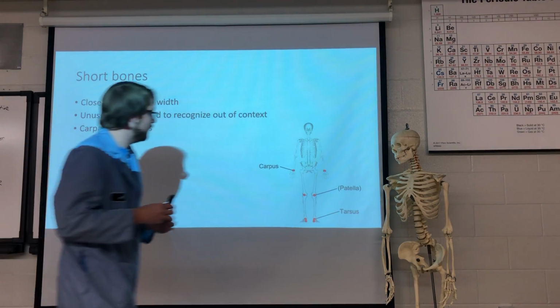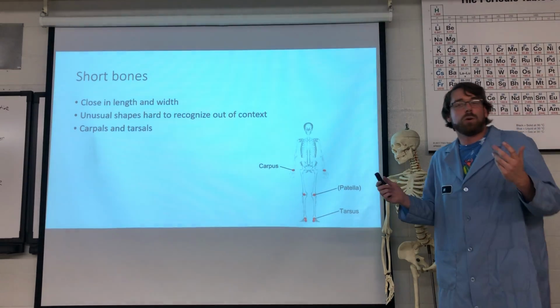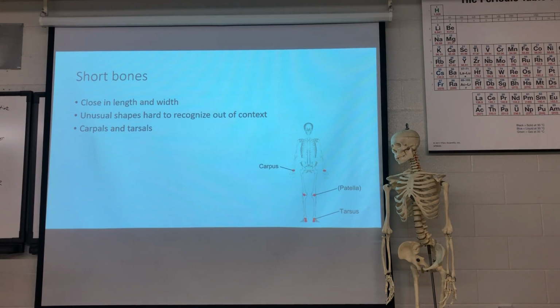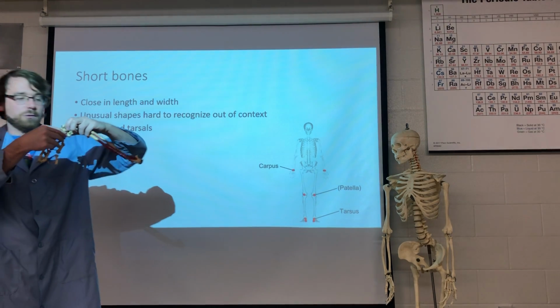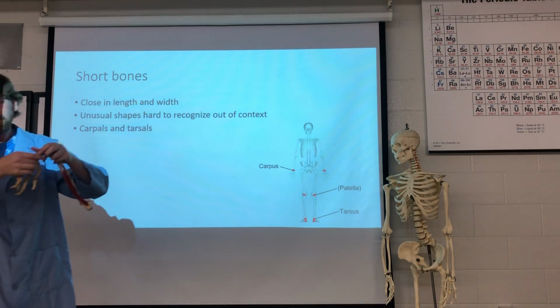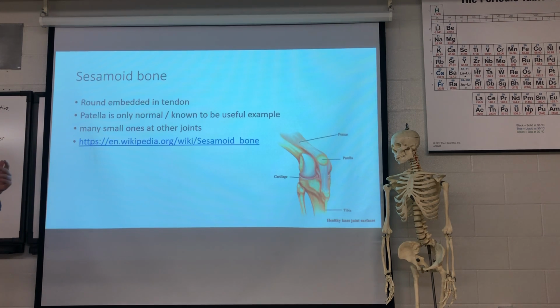Next, we are going to get to short bones. So your short bones, they're short. Their length and their width are quite similar. So I have here a hand and wrist. All of these little bones, the carpals of your wrist, they are short bones. They're going to have unusual shapes. They're going to be rather difficult to recognize out of context. Carpals and tarsals, your patella are, but they're also a sesamoid bone, which we'll get to very shortly.